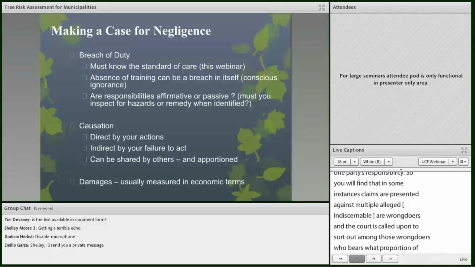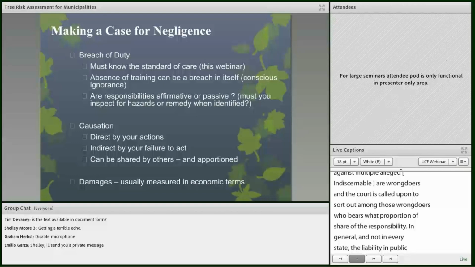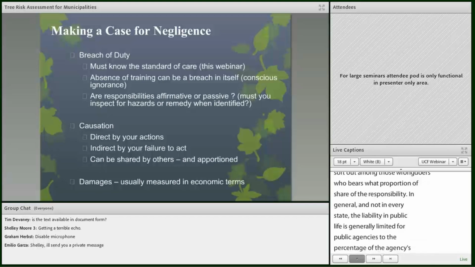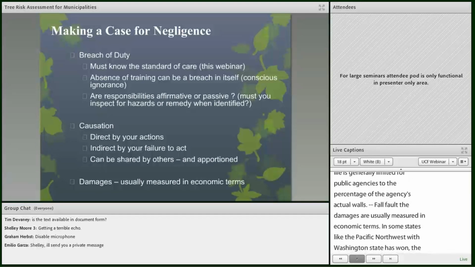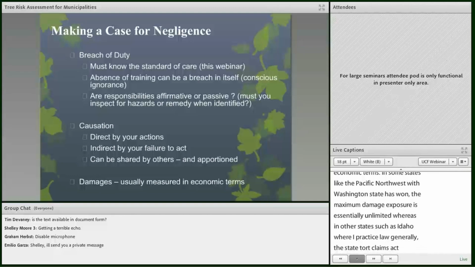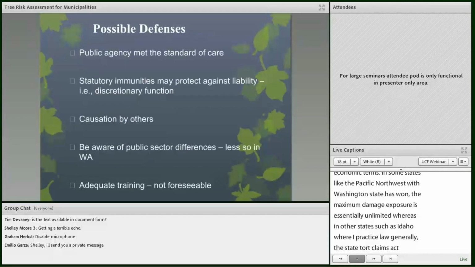In general, and not in every state, the liability of public agencies is generally limited to the percentage of the agency's actual fault. And as we said earlier, the damages are usually measured in economic terms. In some states, for example in the Pacific Northwest, Washington State is one, the maximum damage exposure is essentially unlimited, whereas in other states, such as Idaho, where I generally practice law, the State Tort Claims Act limits damages to $500,000 for any state law-based claim. So different states, different standards, different exposures.